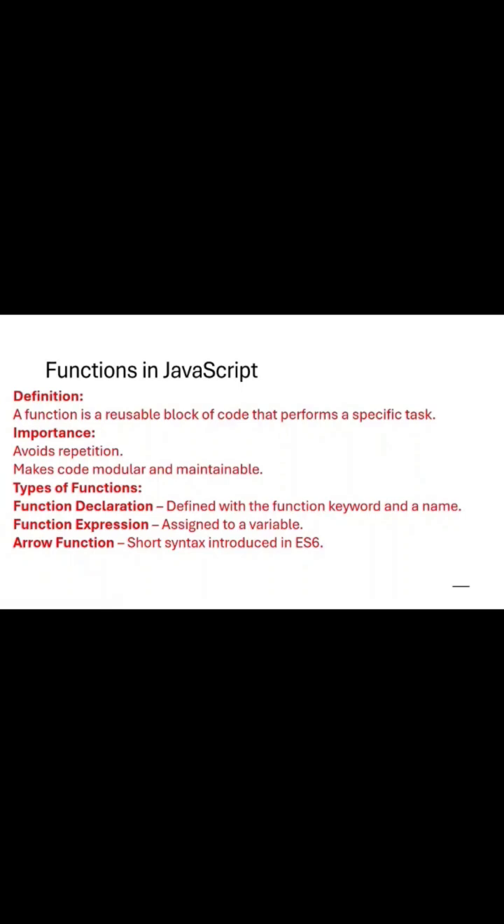There are different types of functions: function declaration, function expression, and arrow function. Function declaration means defined with the function keyword and a name, function expression means assigned to a variable, and arrow function means short syntax introduced in ES6.